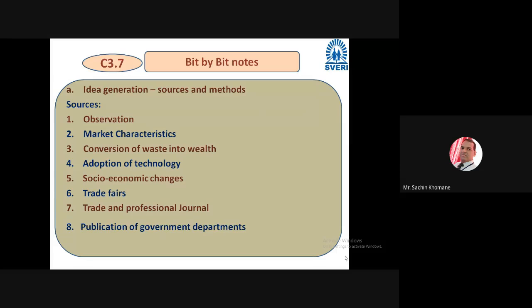Other than that there are so many sources, let us discuss. Another source is market characteristic. What is the meaning of market characteristic? Basically there are two market characteristics. The first characteristic is maybe you can say demand, and another one is supply. So demand and supply, generally we call it मागणी आणि पुरवठा in Marathi, right? So demand and supply is a very important source for you people.